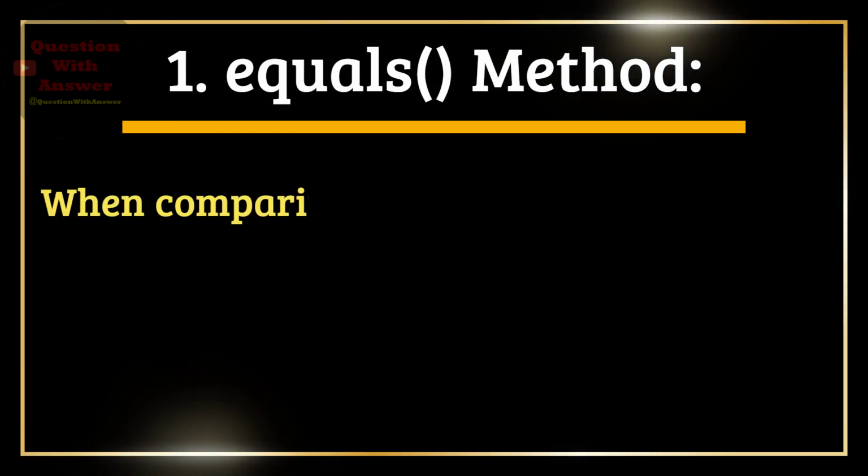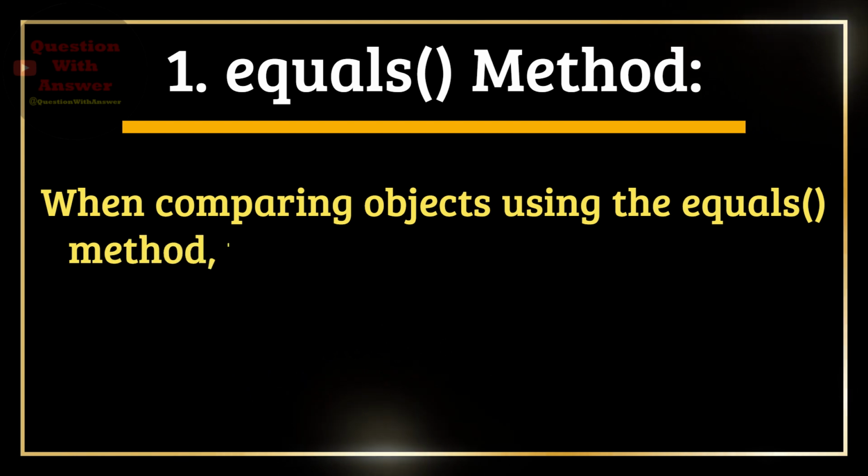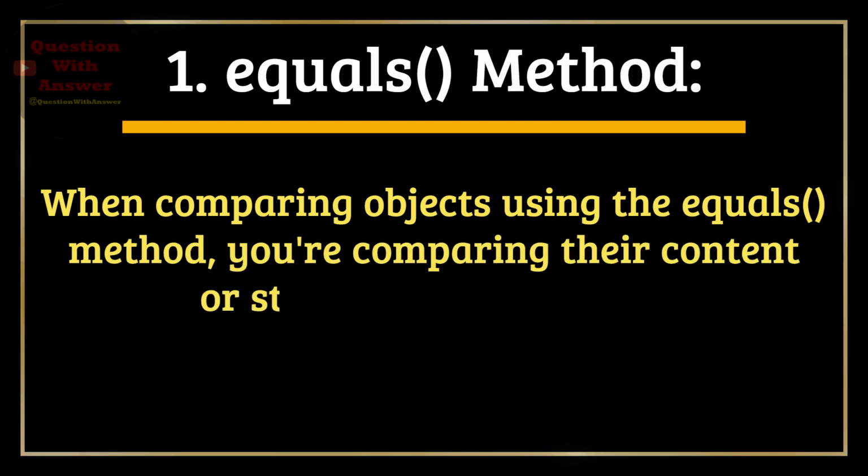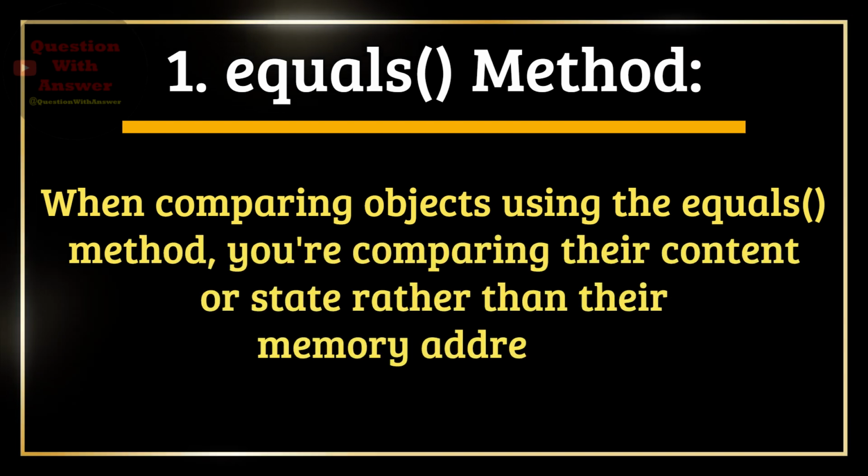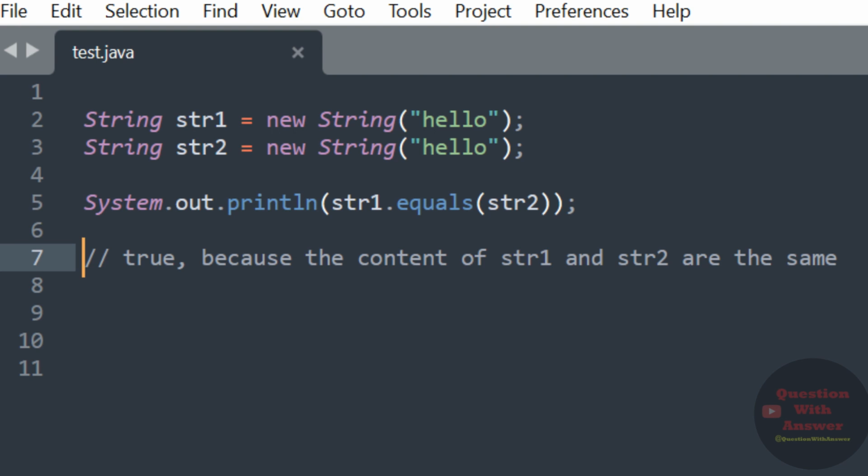When comparing objects using the equals method, you're comparing their content or state rather than their memory addresses. This is an example of the equals method in Java. This will print true, because the content of str1 and str2 are the same.